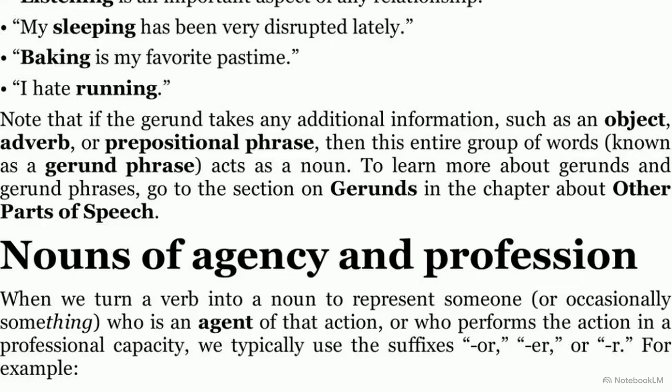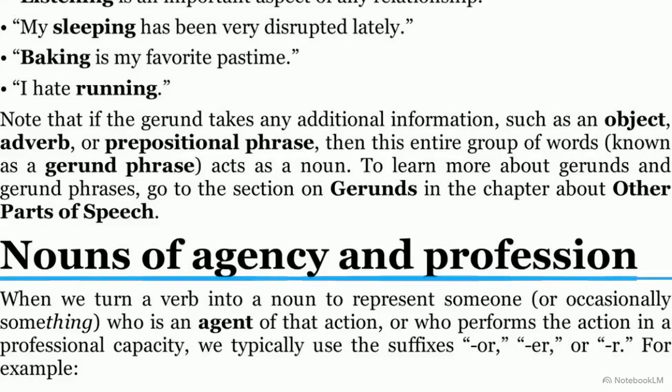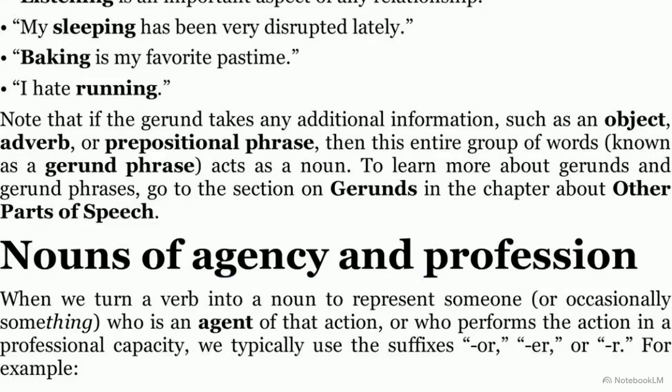Look at this textbook excerpt. Under nouns of agency and profession, it outlines the most basic grammatical rule for these substitutions. We turn a verb into an agent, the person performing the action, by attaching the suffixes or are. The text shows exactly how this works. Someone who acts becomes an actor, in Odakar. Someone who teaches becomes a teacher, in Ustad. And someone who writes becomes a writer, a musannif.